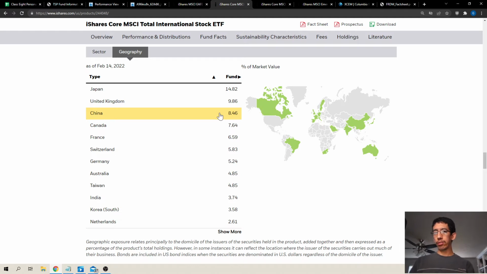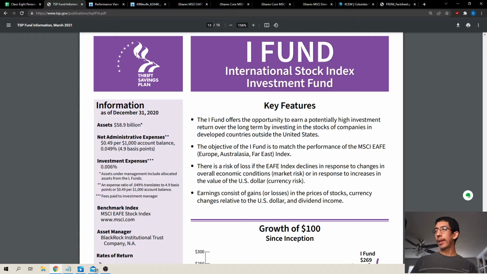Now, here's why not all international indexes are the same. You might be looking at your 401k, or if you're military, ex-military, federal government, whatnot, you may have the Thrift Savings Plan like I do. And you're scrolling through here and you see key features. The I Fund offers the opportunity to earn a potentially high investment return over the long term by investing in stocks of companies in developed countries outside the United States. Okay? And it says the objective of the I Fund is to match the performance of the MSCI EAFE, Europe, Australasia, Far East Index. Now, two key things should fill you in right away if you're not immediately familiar with the EAFE index and know what I'm talking about.